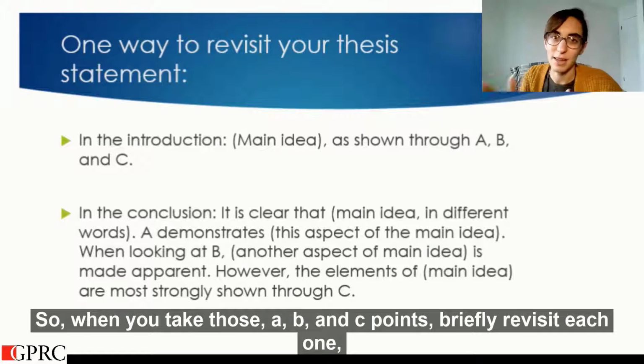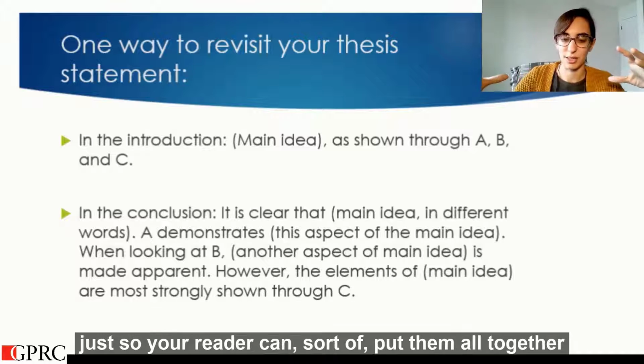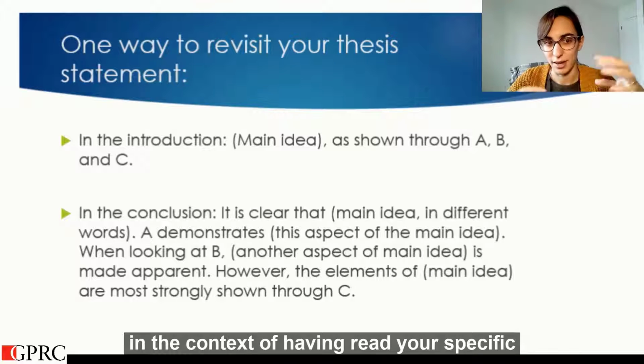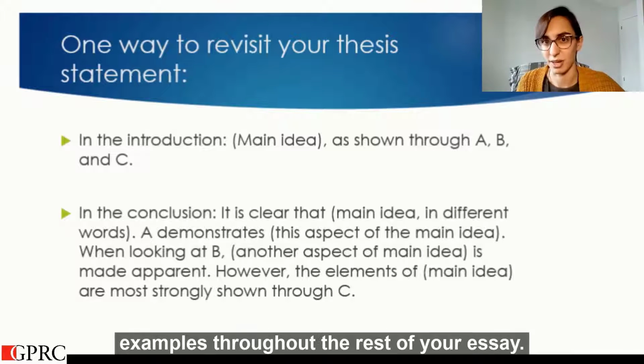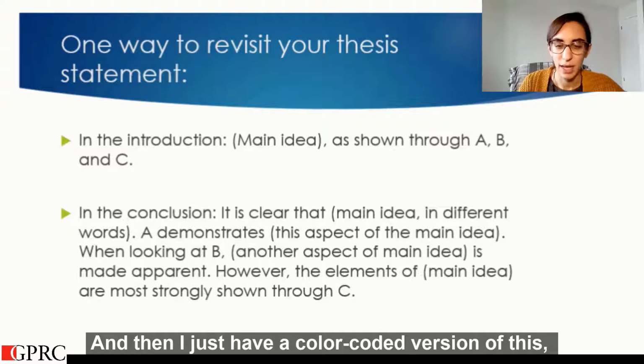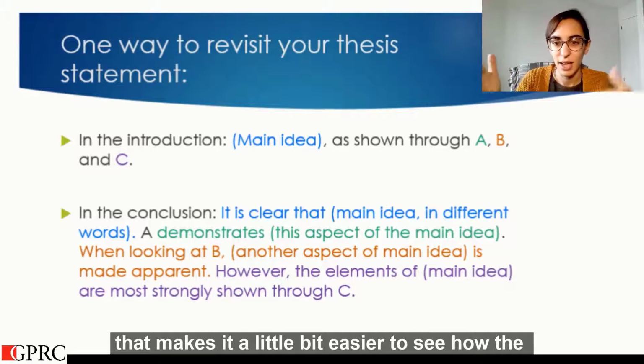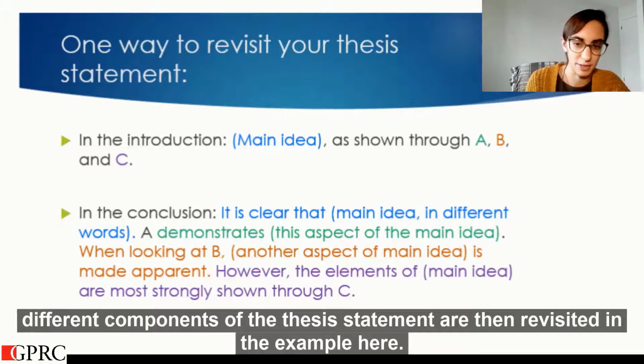So you take those A, B, and C points and sort of briefly revisit each one, just so your reader can sort of put them all together in the context of having read your specific examples throughout the rest of your essay. And then I just have a color-coded version of this that makes it a little bit easier to see how the different components of the thesis statement are then revisited in the example here.